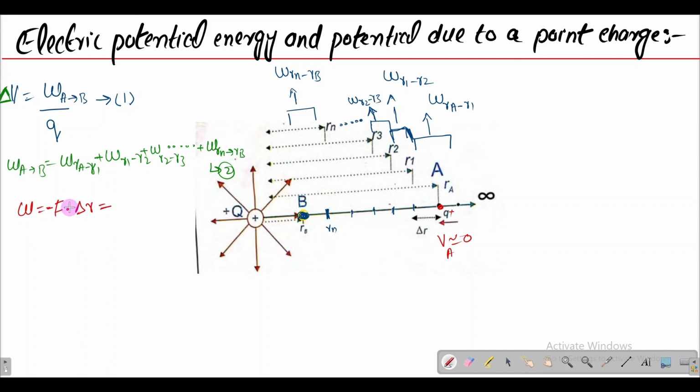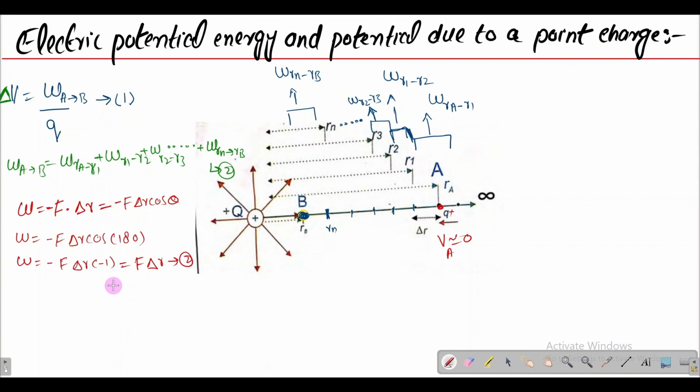Now this becomes minus F del R cos theta, because this is the dot product. Now theta here is 180, so the work is equal to minus F del R cos 180, and cos 180 is equal to minus 1, so the work done is equal to minus F del R times minus 1, and minus times minus becomes plus, so it becomes F del R. This is equation 2.